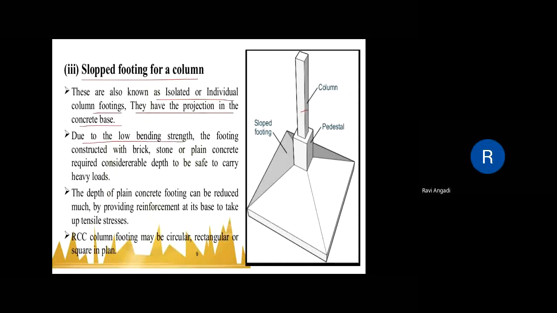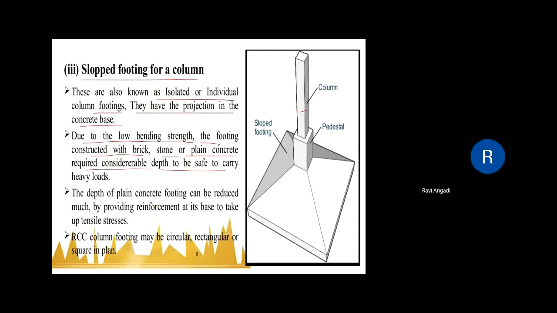Due to the low bending strength, a footing constructed with brick, stone, or plain concrete requires considerable depth to be safe to carry heavy loads. So to carry heavy loads, these types of footings need to be provided, and it is safer than the previous one. It will slowly distribute the load over a larger area.